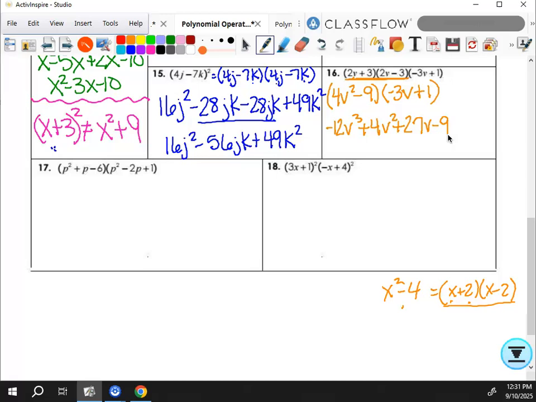Okie dokie. So on 17, I'm going to let you do this one on your own. But when we do this, you're just distributing. This one is set up like number 13, where you're going to take p squared, multiply it by all 3 of those, then p, multiply it by all 3, then negative 6, and multiply it by all 3. Okay? Make that happen.